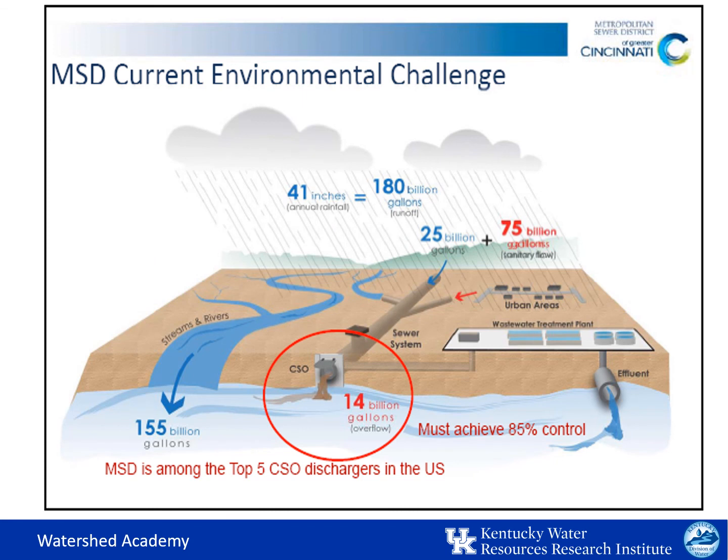This one is in the Metropolitan Sewer District of Cincinnati, one of the top 5 CSO dischargers in the United States. 41 inches of rainfall produce 180 billion gallons of runoff. Of this, 155 billion gallons, or 86%, flows into the streams and the rivers, but 25 billion gallons enter the combined system. This accounts for 25% of the total volume that these sewers can carry. 14 billion gallons of this sewage and stormwater mixture overflow into streams, while 86 billion gallons are treated at the wastewater treatment plant. The challenge is how to reduce the volume of stormwater entering the treatment process.